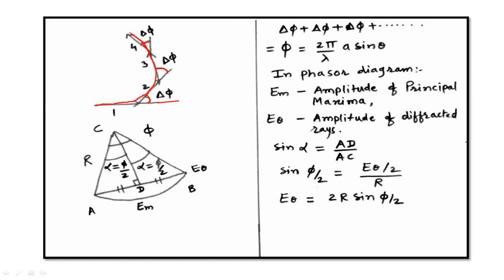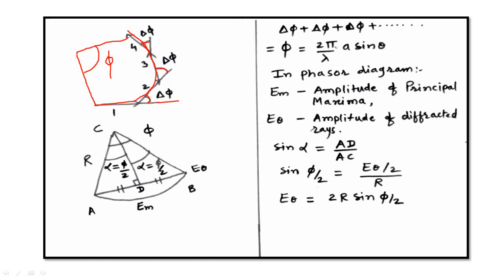I will get an arc of a circle, and therefore the total angle which is subtended by this arc will be nothing but the total phase difference phi, because if I keep on adding all these phase differences, delta phi plus delta phi plus delta phi and so on, that will be the total phase difference phi.